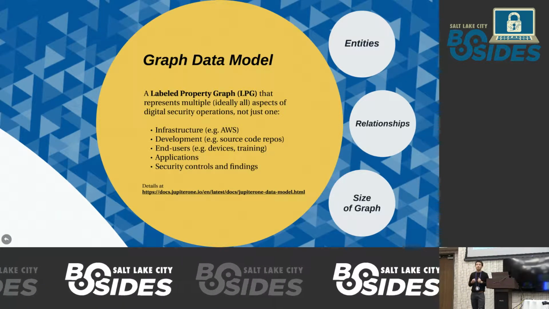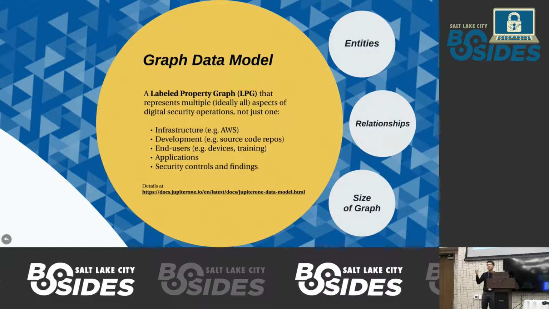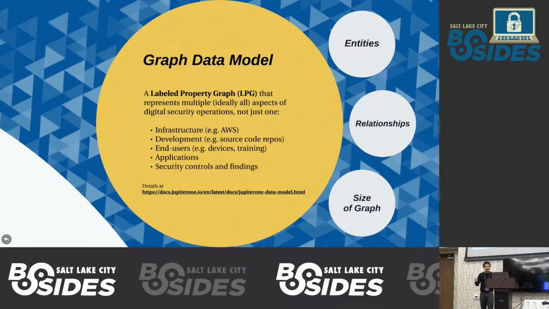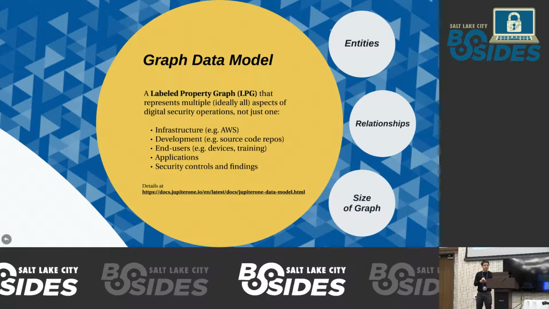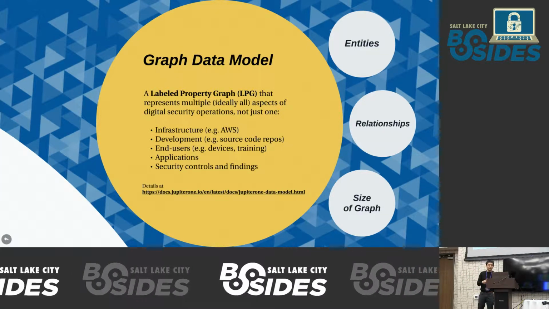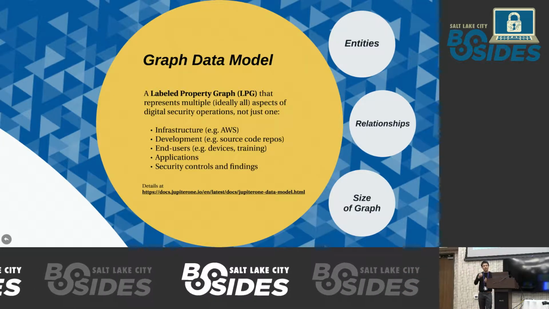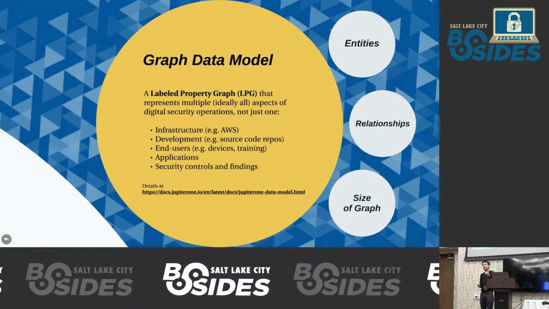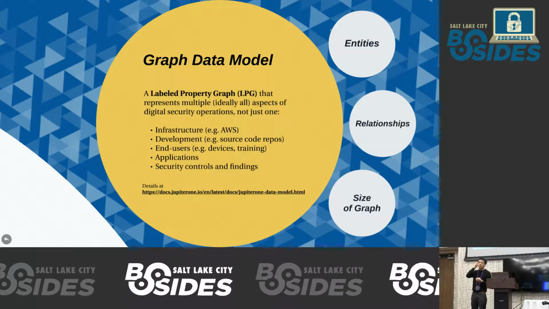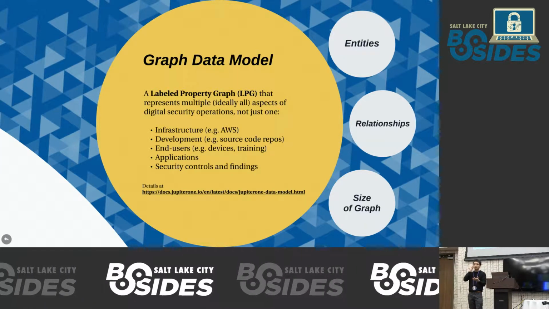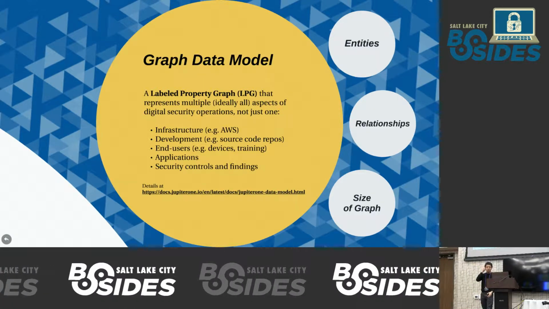Multiple aspects of your digital environment and your digital operations. That includes the following things. Your infrastructure, for example, your AWS accounts, the resources within your AWS accounts, your development environments, your developers, your source code repos, and your end user devices, and what they have and how many trainings they've received, and so on and so forth. The applications you have in your environments. And of course, the security controls and findings, like identity and access management tools, your security scanning products, your security agents, servers and endpoint agents, and so on and so forth.